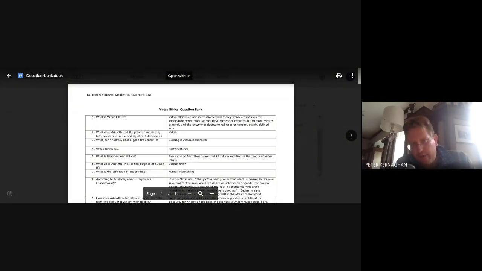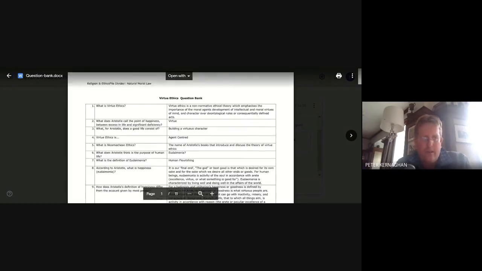And so what is virtue ethics? It's a non-normative ethical theory which emphasizes the importance of moral agents, the intellectual and moral virtues. Well done, Josh. That was pretty good. What's the midpoint between excess and deficiency? Well, it's virtue. The purpose of life, the good life, consists in achieving your virtuous potential, building your character. Virtue ethics, most basically, is agent-centered. The Nicomachean Ethics is the book that Aristotle wrote. Eudaimonia is the purpose of life, the well-lived life. The definition is human flourishing.